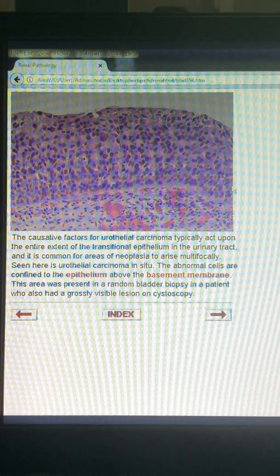It's called a urothelial carcinoma in situ. Why? Because the full thickness is involved and there is no cross of the basement membrane. So the whole thickness is going into a carcinoma or a neoplasm without any invasion into the underlying areas. So this is carcinoma in situ.